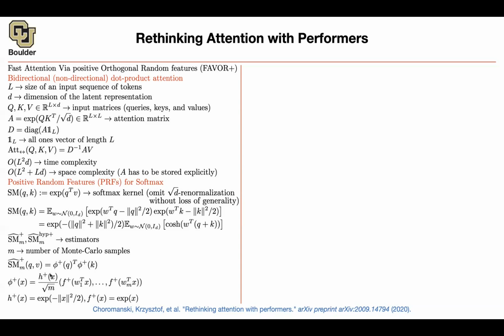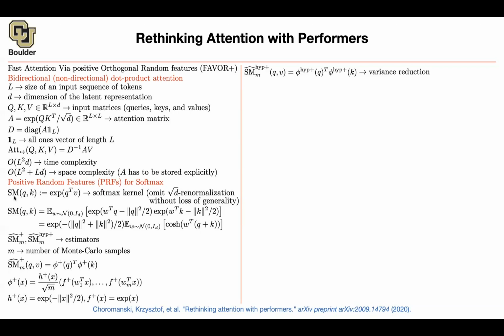That's where this function H plus is coming from. The other one is just the exponential, these F plus. So these are the other exponentials. This is Sm plus. You can have Sm hype plus, which is going to use this cosine formulation. Why would you do that? These are estimates to the true softmax kernel.